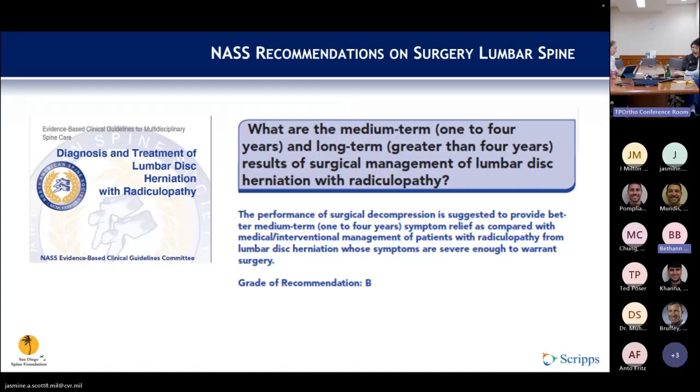And then this is just the NASS guidelines, based on the SPORT trials and some other trials. Basically, if you have lumbar disc herniation with radiculopathy, medium to long-term outcomes are going to be better with surgery if their symptoms are severe enough to warrant surgery. And that's a grade recommendation of B.